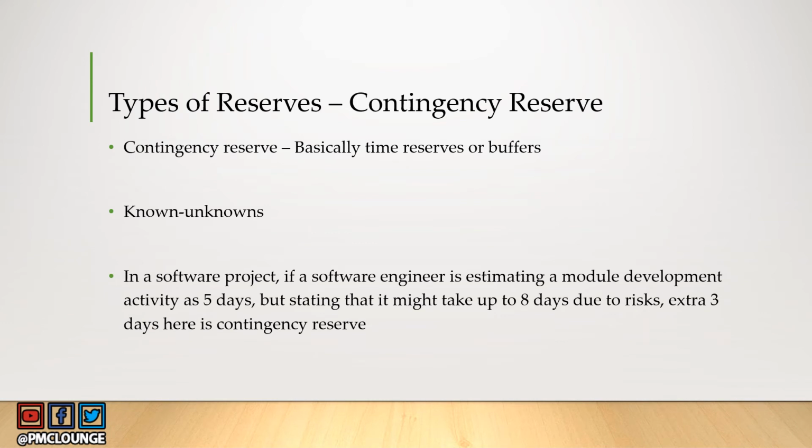Let's take an example. So you have a software project and a software engineer is estimating a module development activity as 5 days, but stating that it might take up to 8 days due to risks. Extra 3 days here is contingency reserve. So that's the whole idea behind contingency reserve. You have 3 days of time that you are taking as reserve and quoting that it is going to take 8 days to complete the module that is in question here.